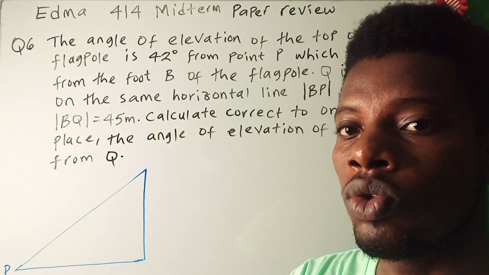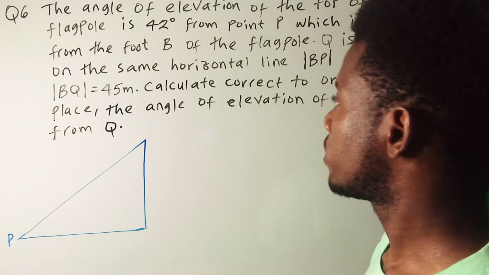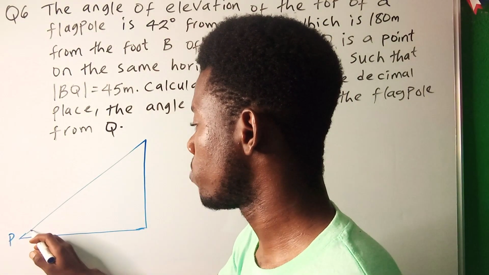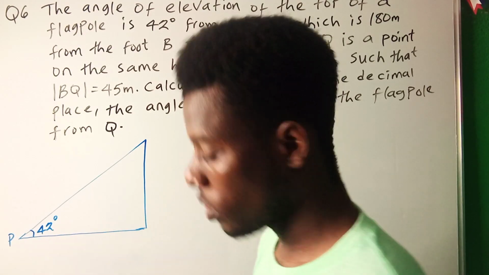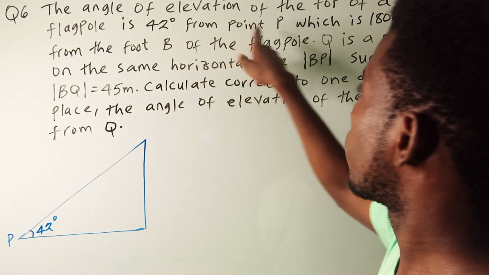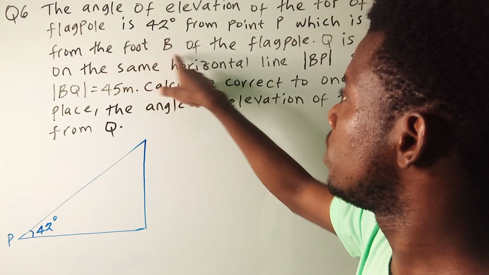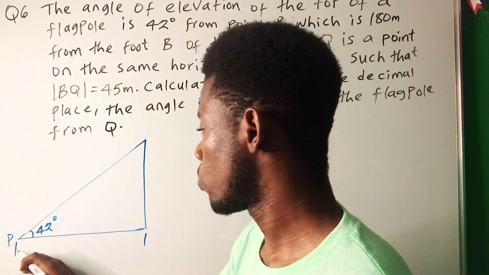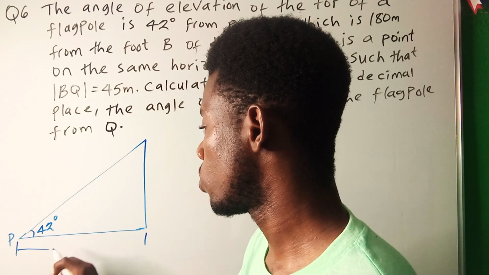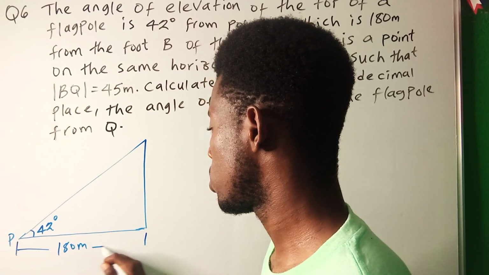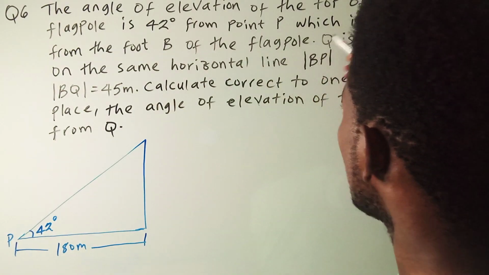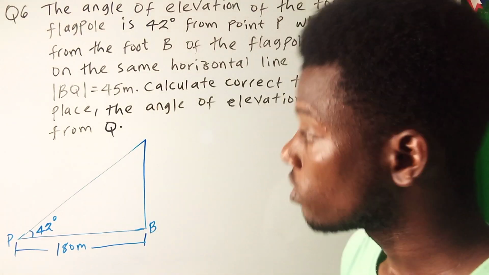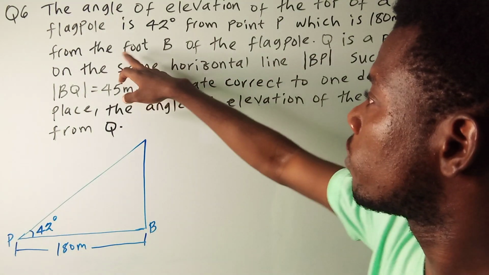Now, after doing that, we have to see that the angle of elevation is 42 degrees. So at point P here, the angle is 42 degrees. Point P is 180 meters from the foot B of the flagpole. So the distance from point P to the foot of the flagpole is 180 meters. Now the foot of the flagpole is at point B, so we'll put B right here.